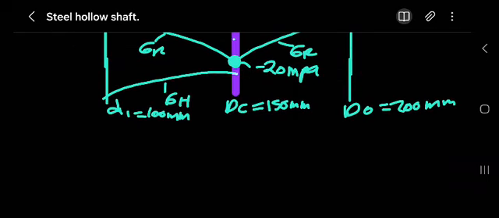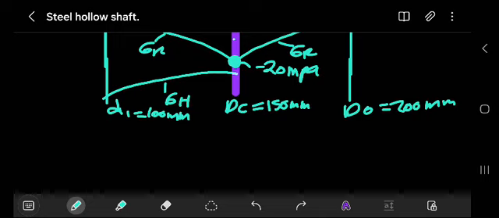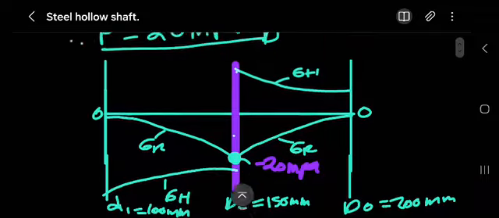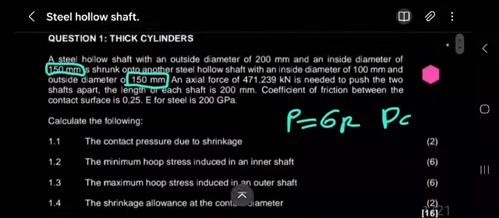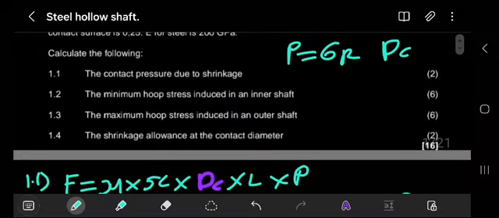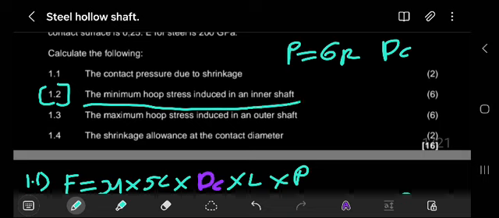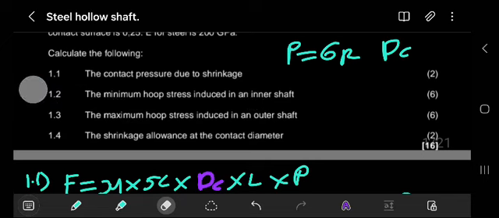Okay, but it will be negative because this region is negative, right? It is negative, right? So I was just explaining there. Then 1.2 says the minimum hoop stress induced in the inner shaft. Okay, inner shaft, take note, inner shaft.